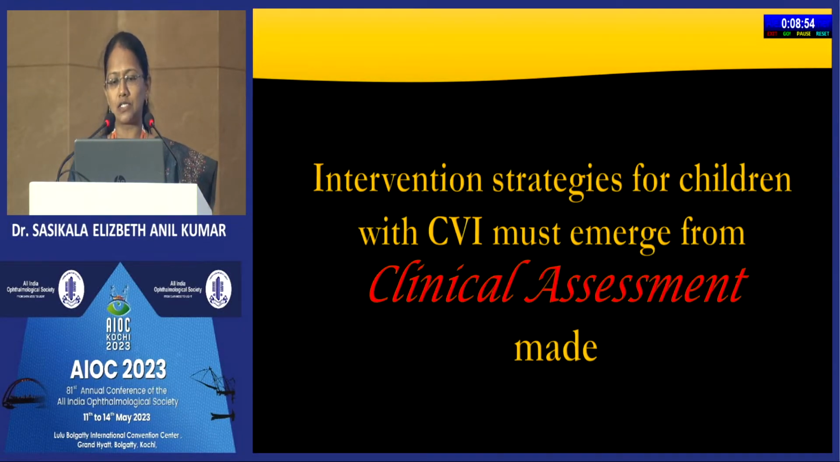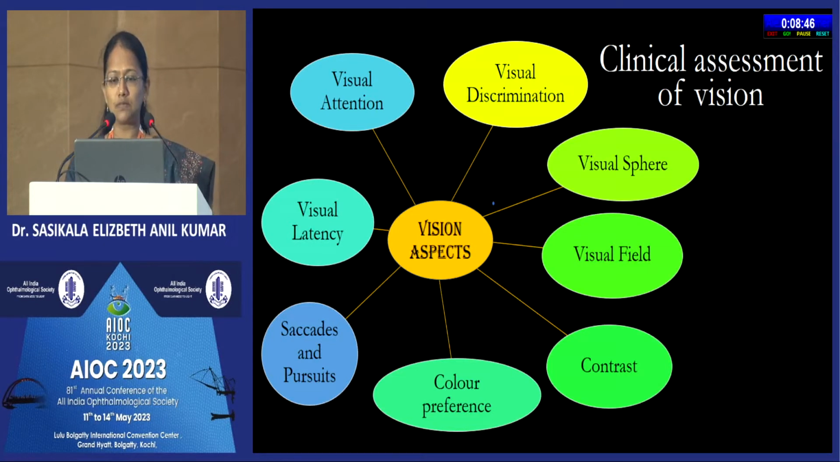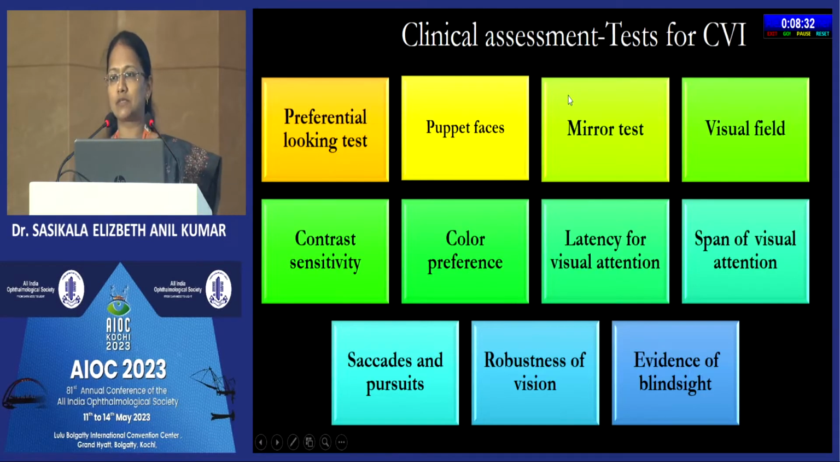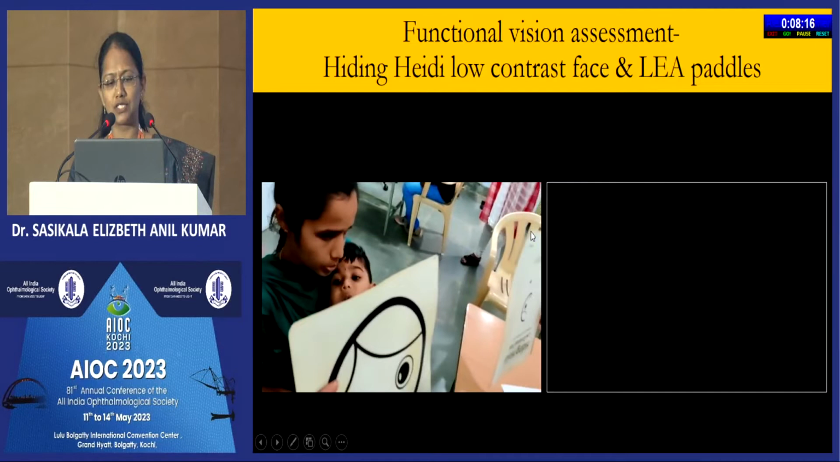Most often, the intervention strategies for children emerge from the clinical evaluation that is made, so careful assessment is required. The assessment has to cover all the visual dimensions, such as visual discrimination, fields, contrast, color, saccades, visual latency, and visual attention. There is a series of tests in the CVI armamentarium, but one has to keep in mind that it is not possible to administer all the tests in the first consultation. Most commonly, children undergo a preferential looking test, puppet face, mirror test, visual field, and color test, to know the grade of the child's vision.